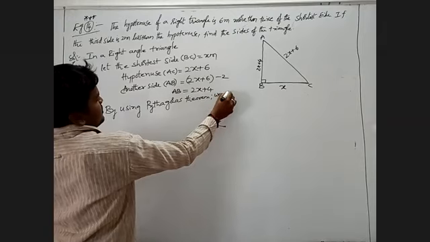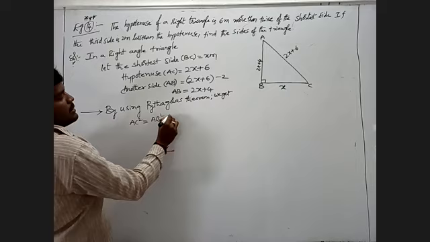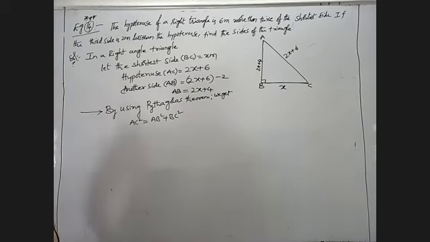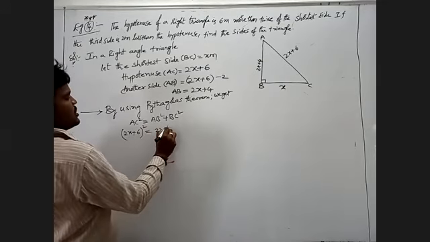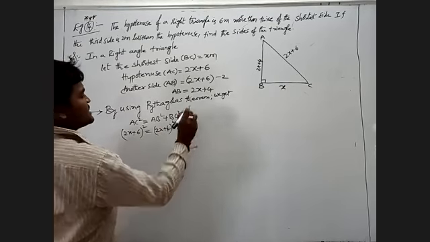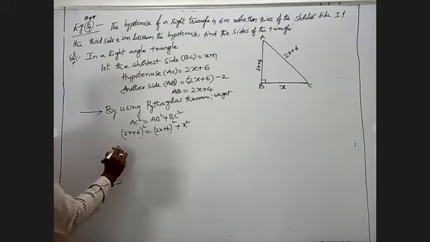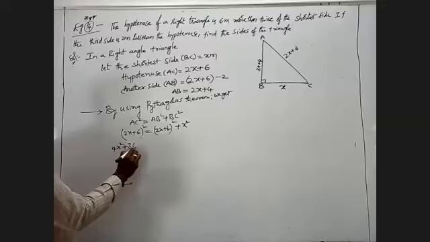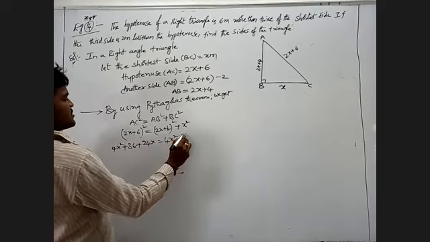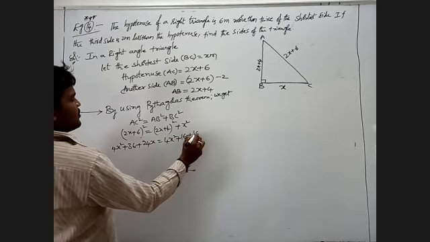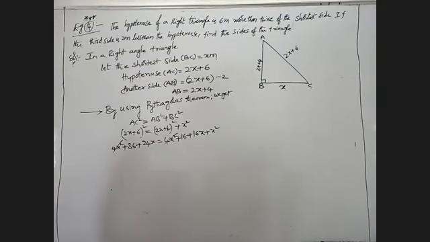What is the Pythagoras theorem? AC square is AB square plus BC square, where AC is 2x plus 6 whole square, equal to 2x plus 4 whole square plus x square. Expanding the squares of the sums: 4x square plus 24x plus 36 equals 4x square plus 16x plus 16 plus x square. 4x square and 4x square cancel, leaving x square.